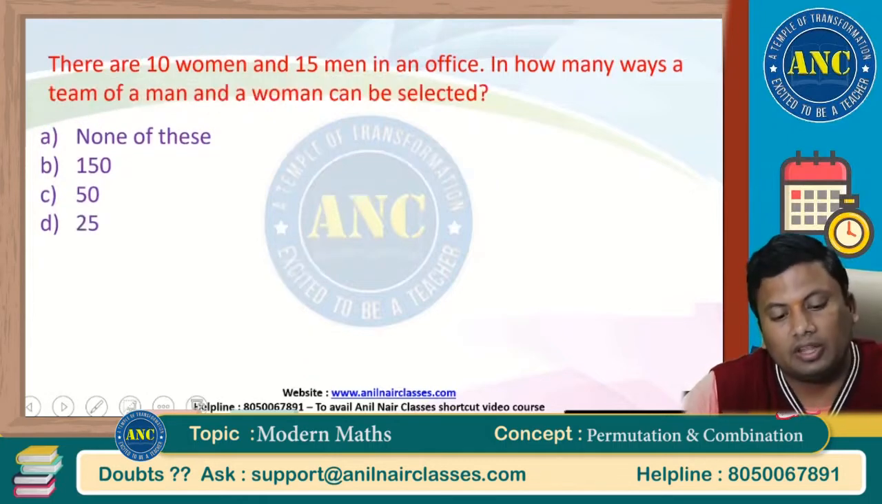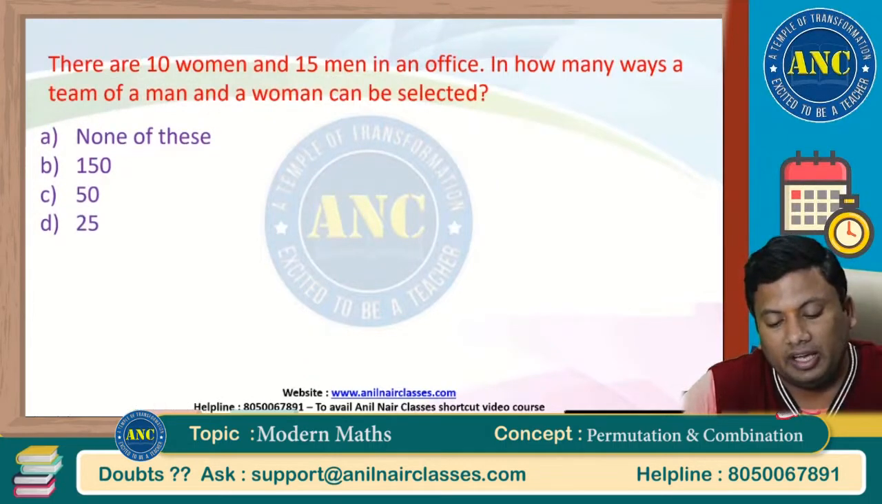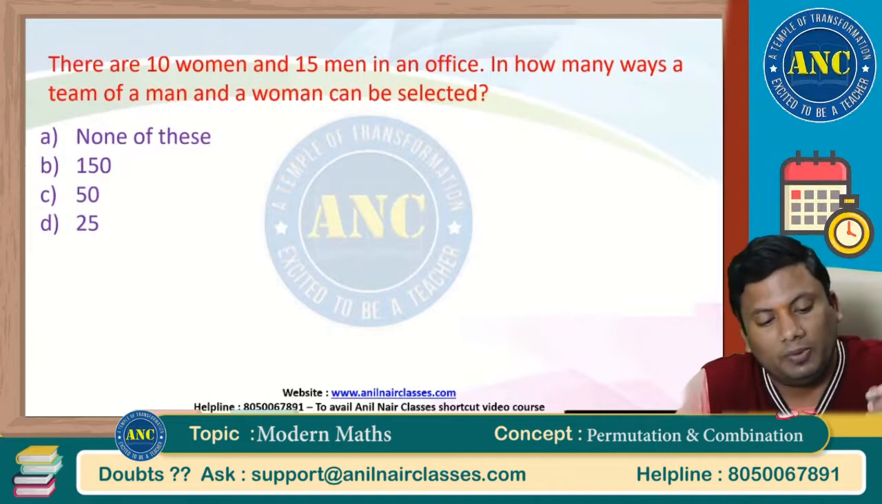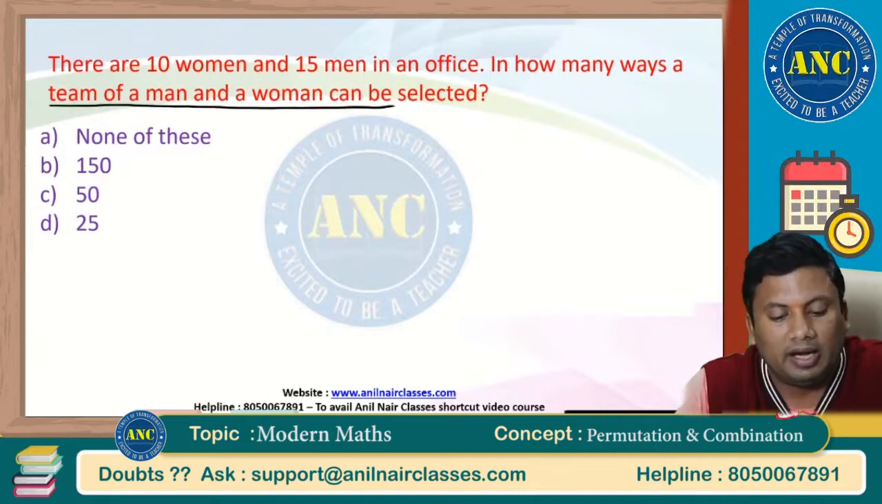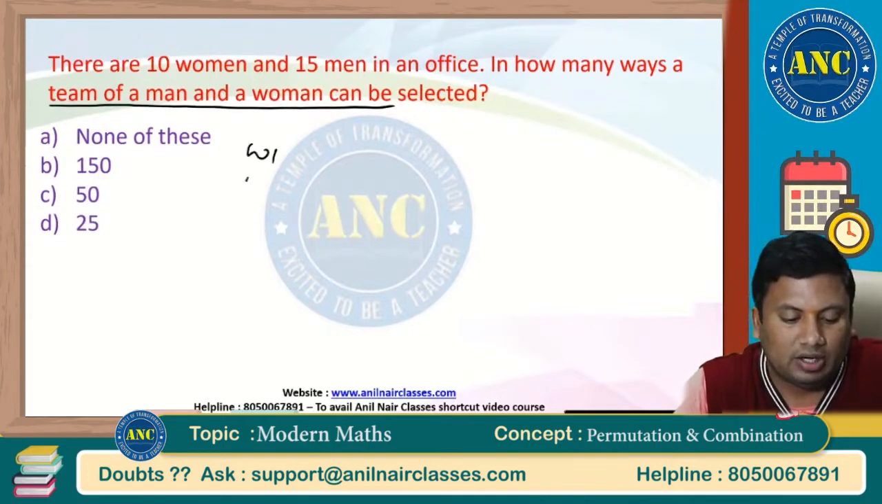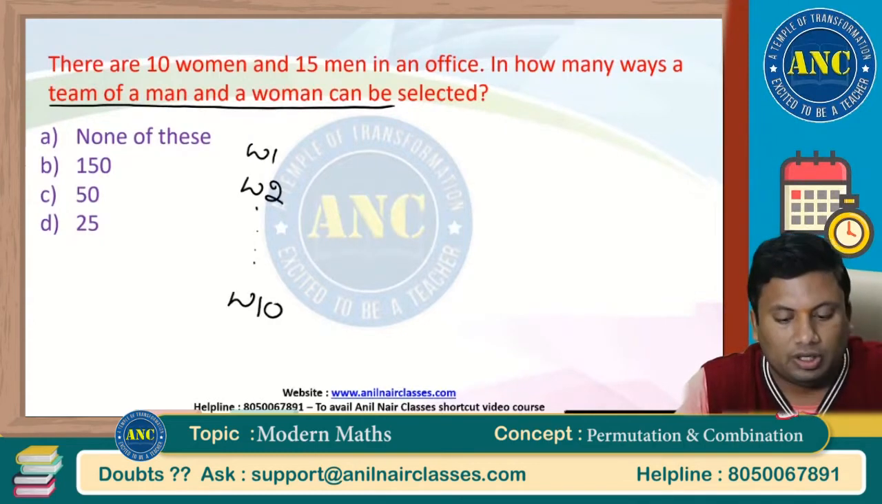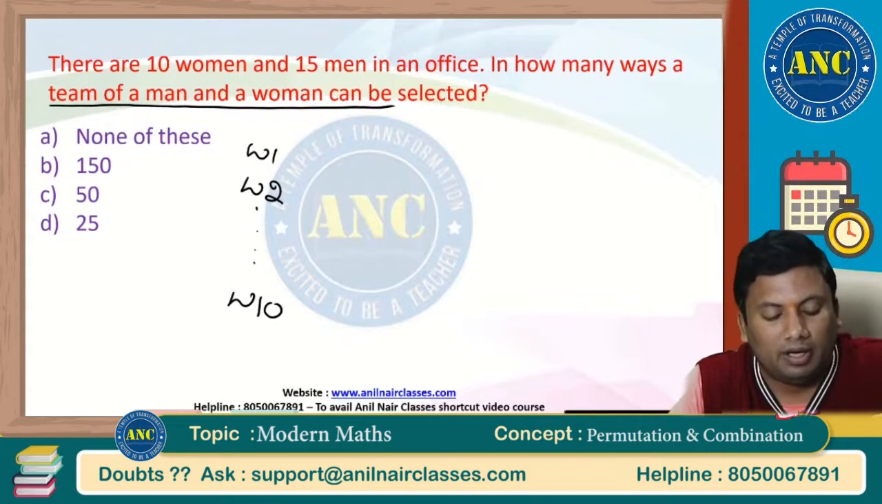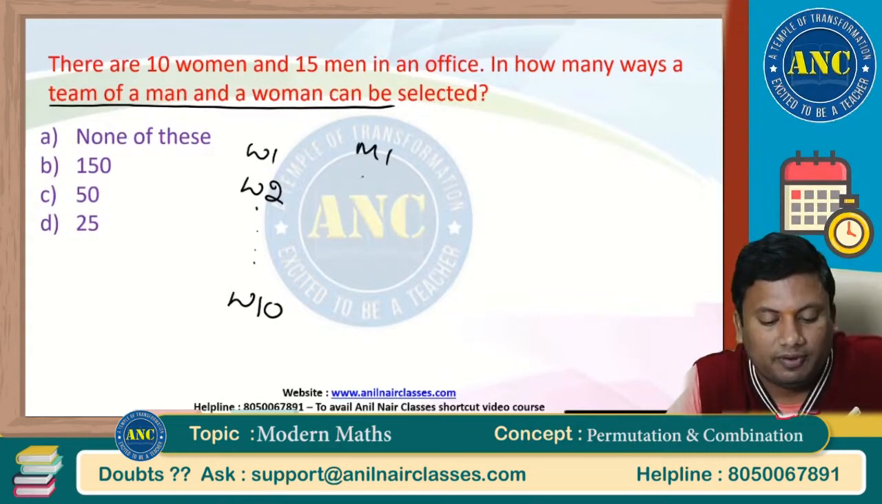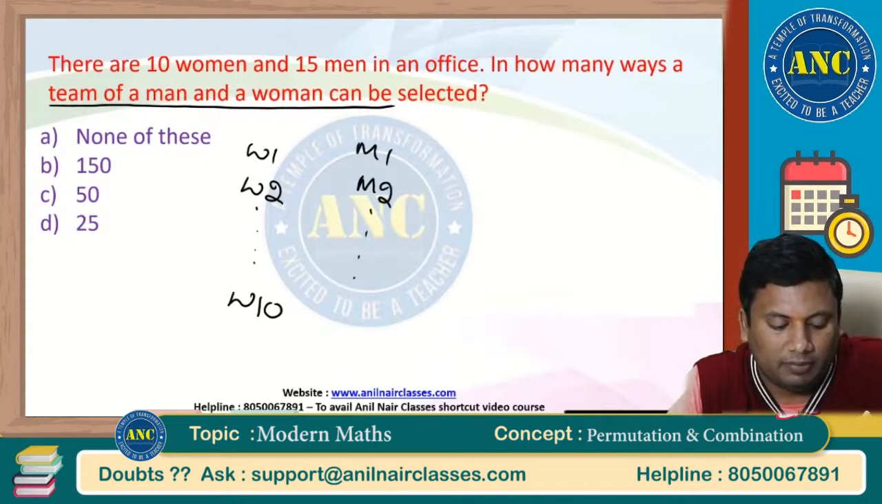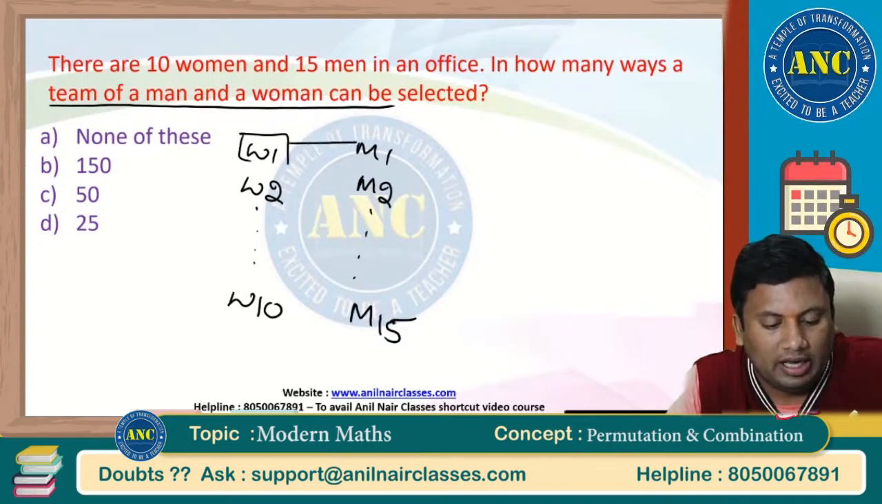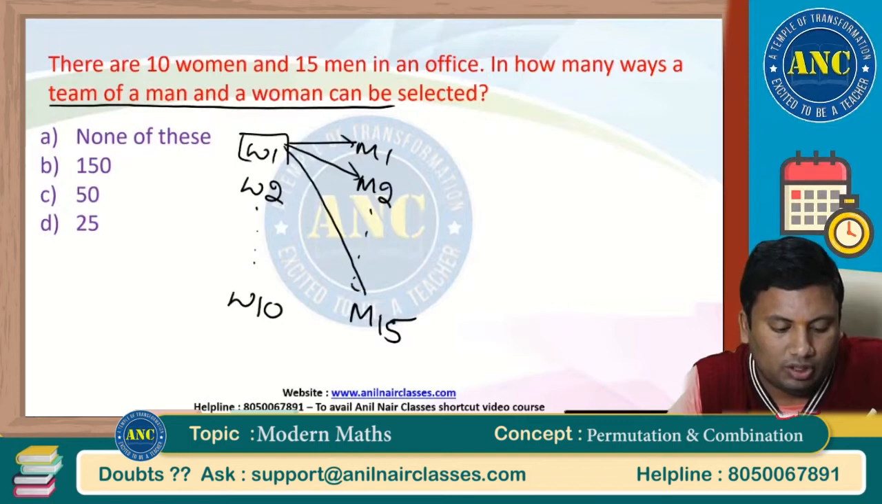Next one. There are 10 women and 15 men in an office. In how many ways can a team of a man and a woman be selected? There are total 10 women, W1, W2 till W10, and 15 men, M1, M2 till M15. So first woman can team up with M1, M2 till M15. So there are 15 ways.